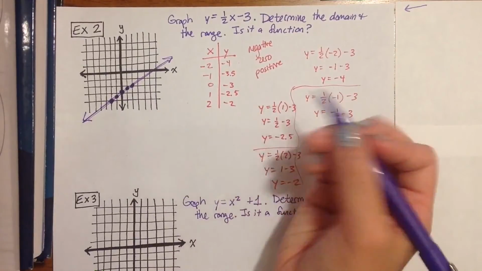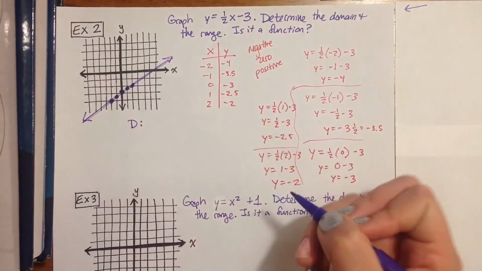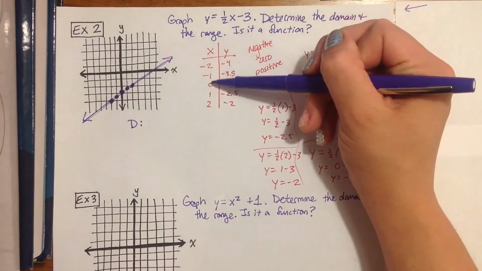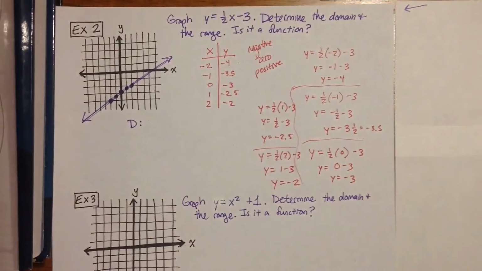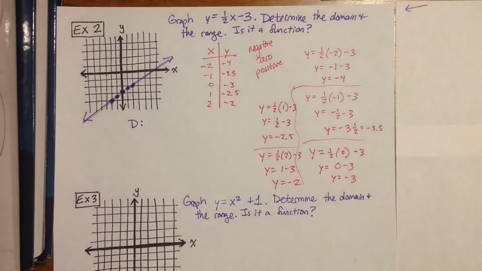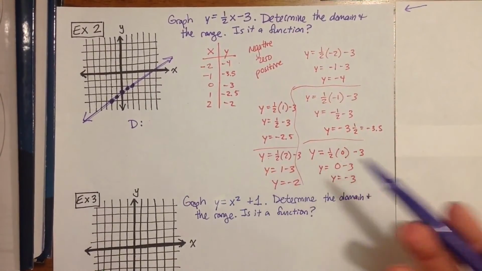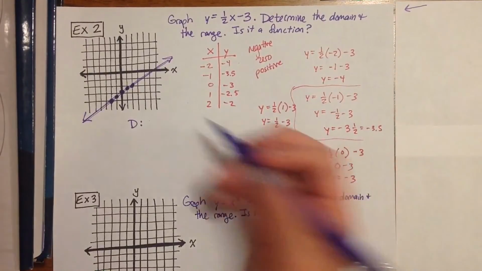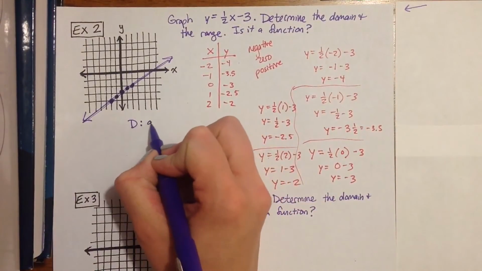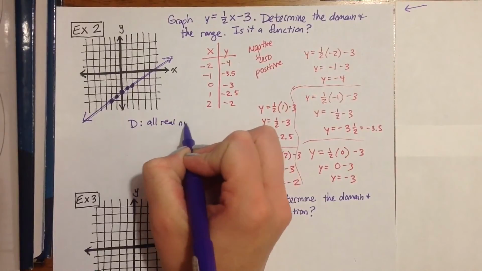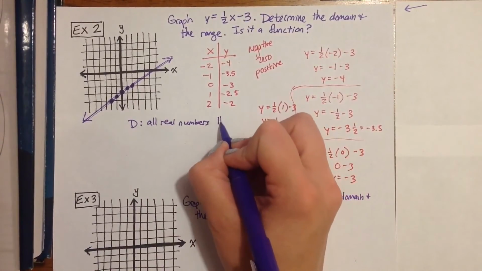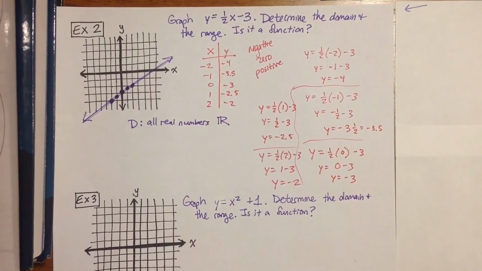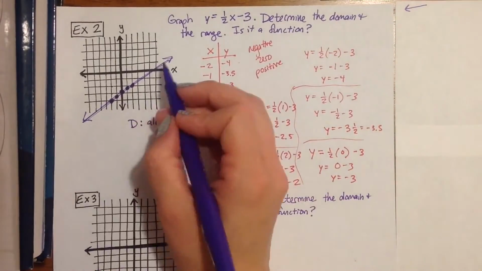Nice line. So what is my domain? Thinking to yourself, was there any x value that I couldn't plug in? And hopefully you're saying to yourself, no, I can plug in any x value that I want. I can take 1/2 of anything. I can subtract 3 from anything. So I'm going to say my domain is all real numbers. You could also just use the scripty or the fancy R, which means all real numbers. So I can plug in anything.